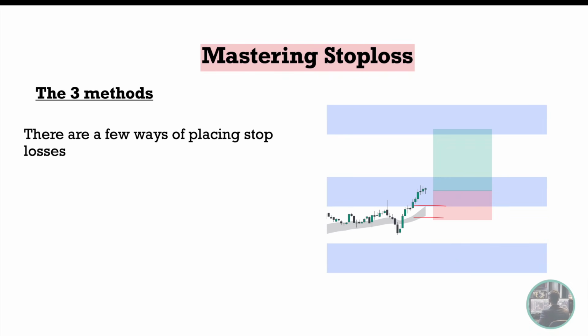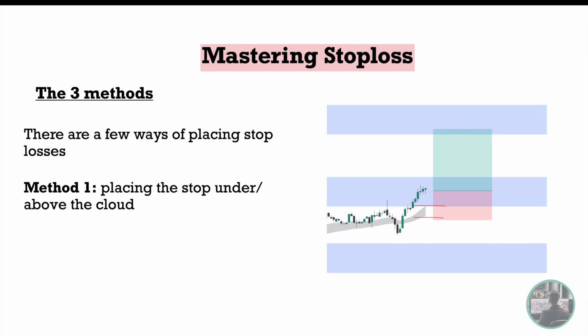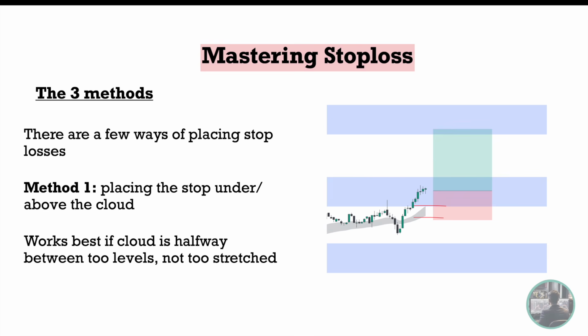The first way is to place your stop under or above the cloud, and this usually works if the cloud is about halfway between the two levels. If the cloud is trending in a certain direction, and the price moves against the cloud and punctures through it, then it's unlikely to continue moving in that direction. It shouldn't even be able to get that close. At a minimum, it means your timing was wrong. So that's one way of invalidating the trade.